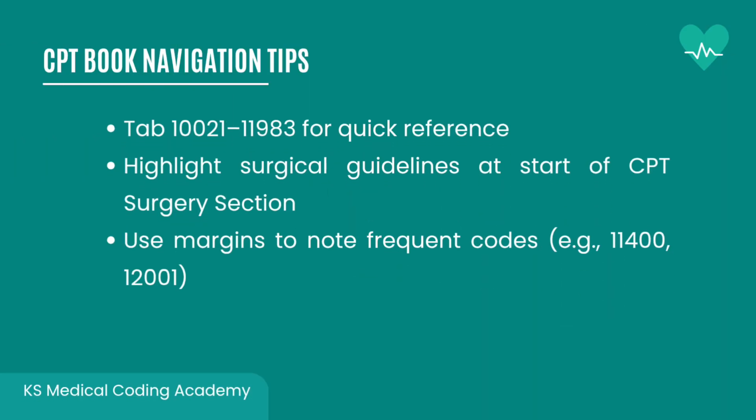To improve your speed during the exam, tab the integumentary section, 10021 to 11983. Highlight important codes such as 11400 for benign lesion removal and 12001 for simple wound repairs. Also, mark the start of the surgery section and the global surgical package guidelines for quick review.